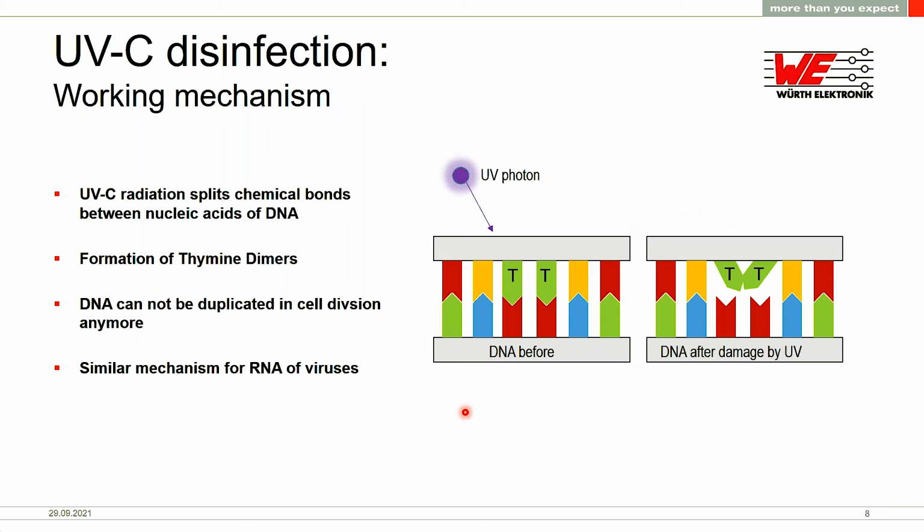So let's have a little bit closer look at how the disinfection actually works. When a UV photon hits DNA, it splits the chemical bonds of the nucleic acids. And in the end, it will result in the formation of thymine dimers, as seen here on the right. And this damage actually leads to the inactivation of the organism. If it's a bacterium, then the bacterium can't replicate anymore after those damages. Well, viruses don't have DNA, they have RNA, but a similar process happens for RNA in viruses as well.